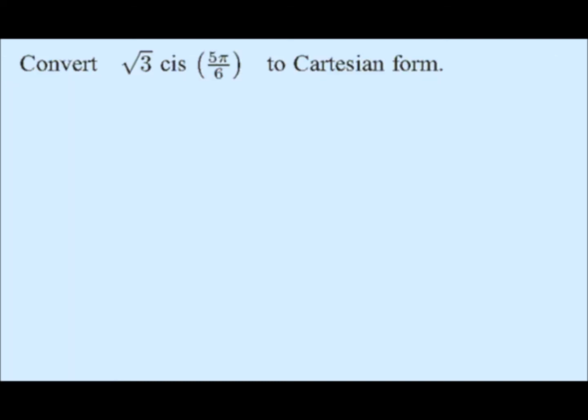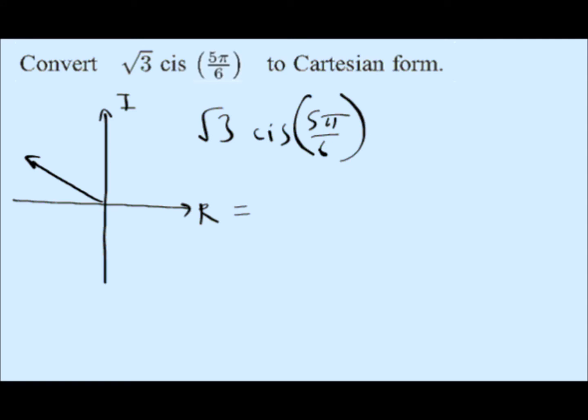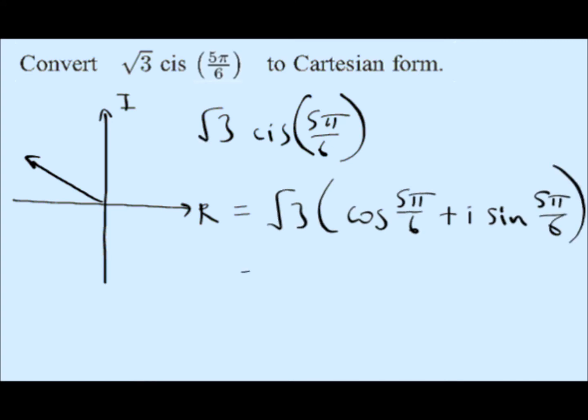Alright, last example, let's change polar form back into Cartesian form. Once again, I would recommend you draw a sketch of this situation. If the argument is 5 pi on 6, that puts us in the second quadrant over here, and the length is root 3 units. If we write root 3 cis 5 pi on 6 in its expanded form, we'd have root 3 times the cos of 5 pi on 6 plus i sine of 5 pi on 6.